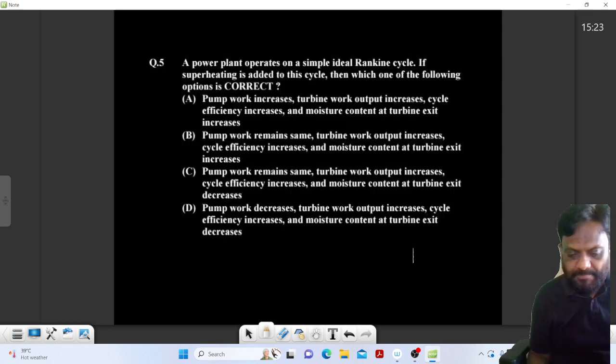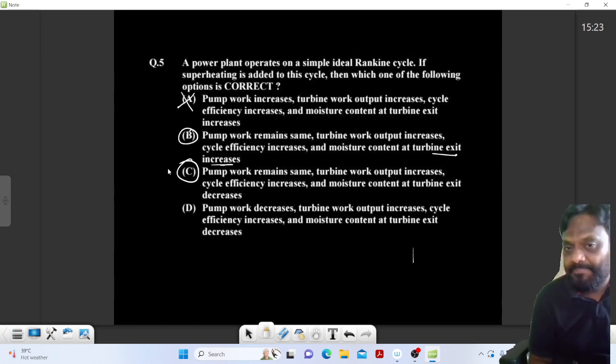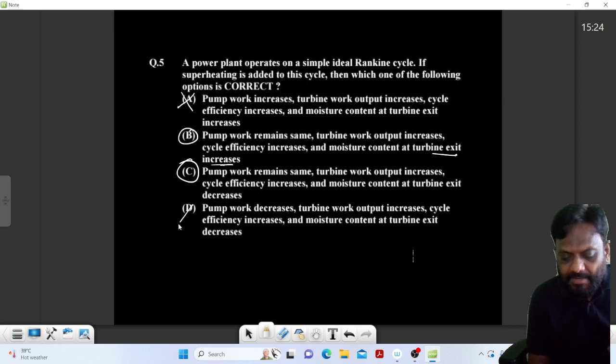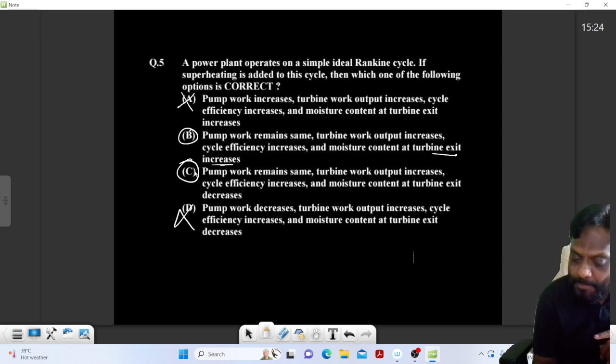Let's go to the answer. Pump work increases, wrong. Pump work remains the same. Turbine work increases, cycle efficiency increases, moisture content increases. Be careful, my dear students. See, pump work, turbine work increases, cycle efficiency, moisture content decreases. See option B and C. See option B, pump work decreases. Correct. See option B and C.